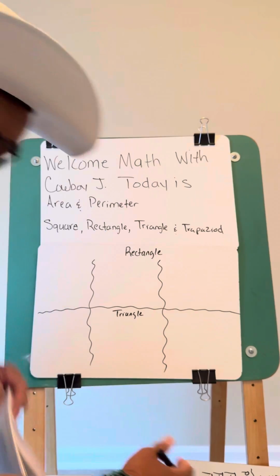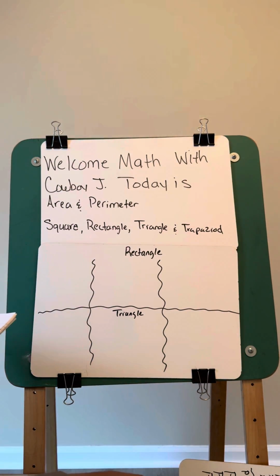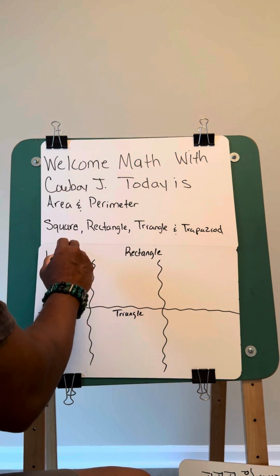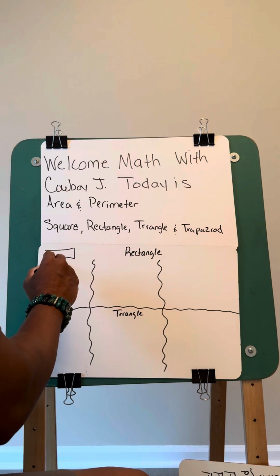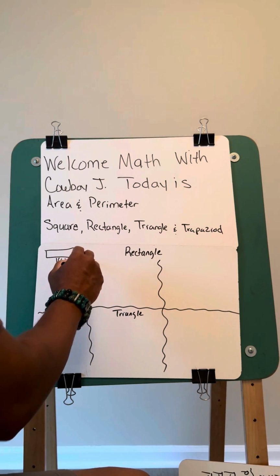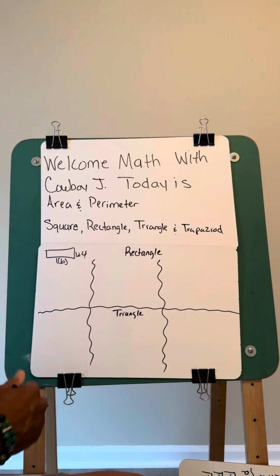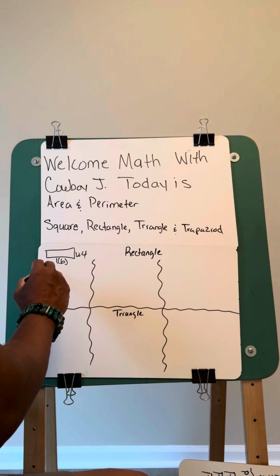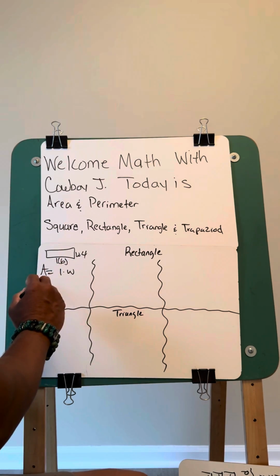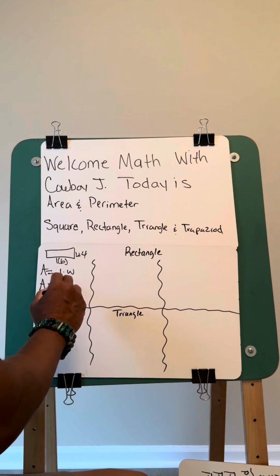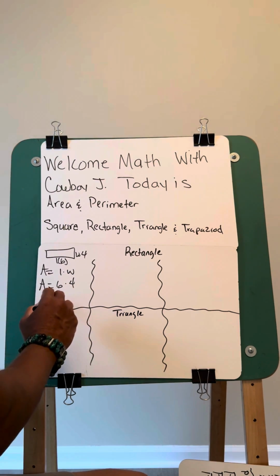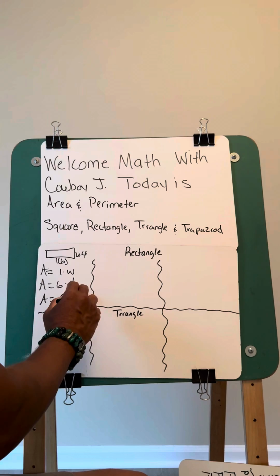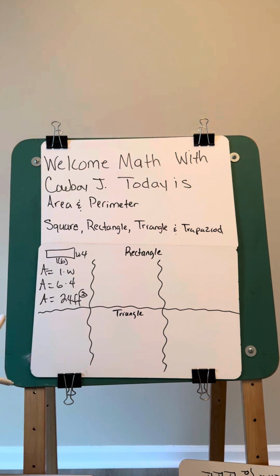So we have our rectangle. And our rectangle has a length of 6 and a width of 4. The area formula is length times width. So that would be 6 times 4. Area is 24. In this case, we're going to keep using the measurement of feet. That's the only formula for rectangle for area, the way it's written.